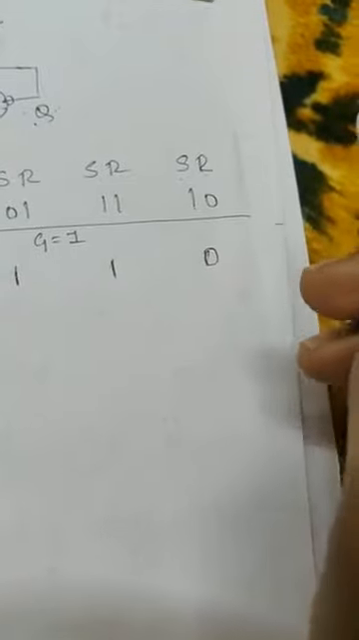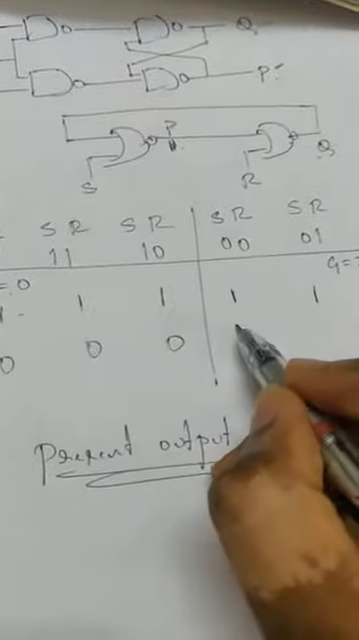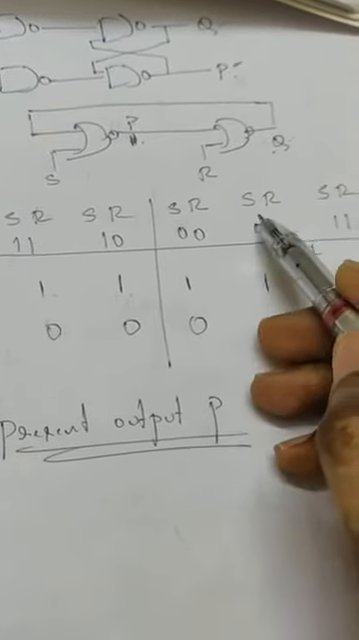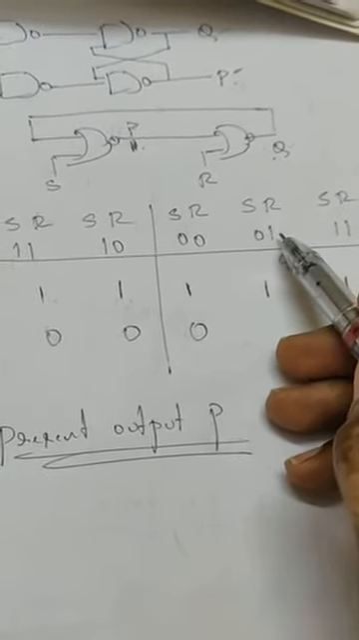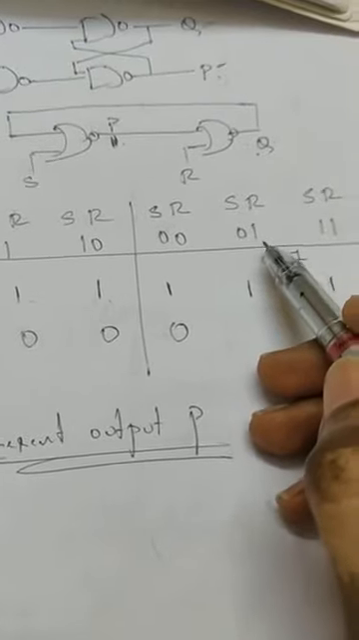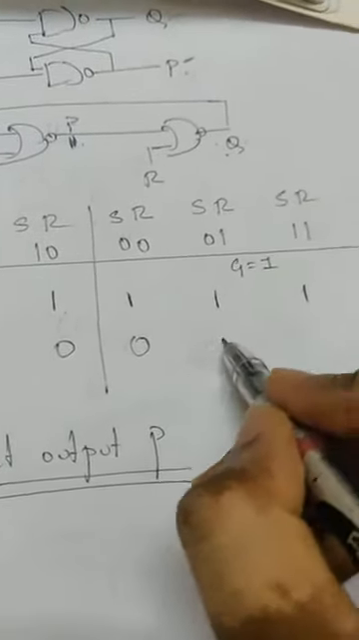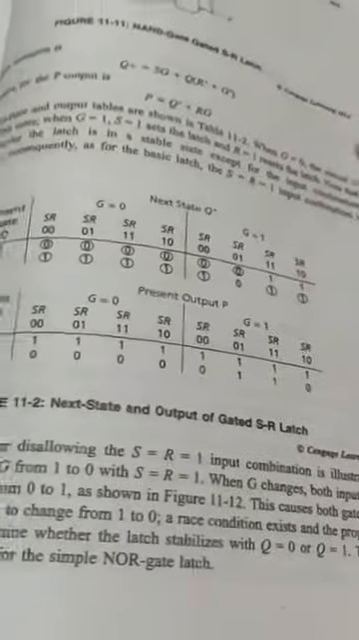For SR equal to 1 0, Q is equal to 1 means P will be 0, because S equal to 1 means set state. Set state means it is going to set the output Q to 1. When Q gets to 1, P gets to 0. Similarly, present state is 1, retains its present state, so P will be 0. For SR, it's a reset state; when reset, it is going to reset Q to 0, and the present P will be 1. 1 1, this will be 1. 1 0 set state, Q is 1, P will be 0. So this is how this table is going to work.